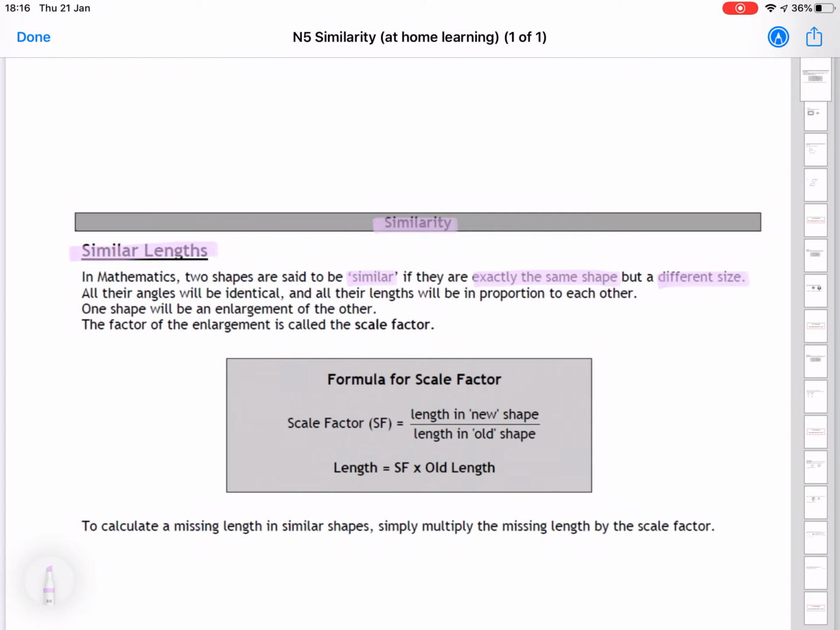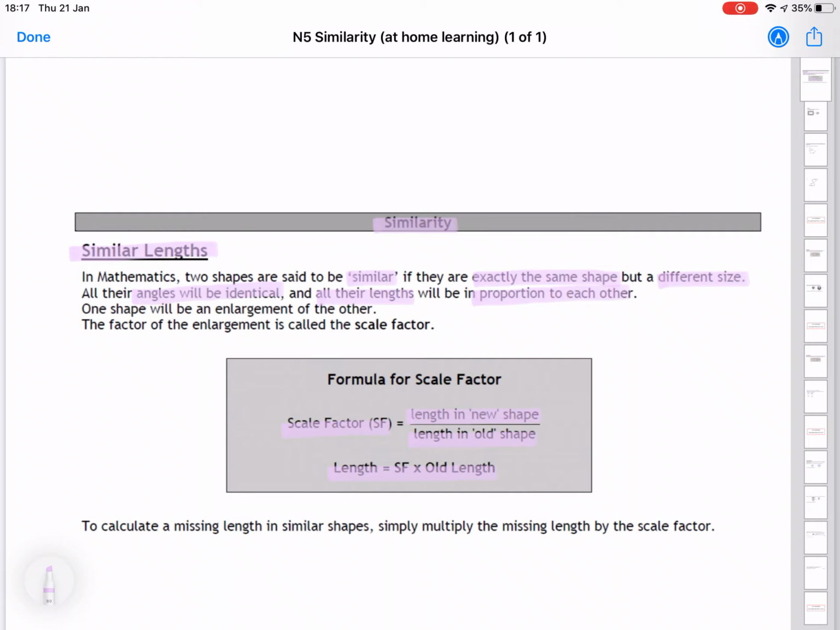The formula for working out your scale factor is as follows. You would look at two matching sides in your two shapes and you would take the length in the new version of the shape and put that in a fraction over the length in the old shape. Then to work out a missing length, all you would do is multiply the scale factor by the corresponding length in the original picture.